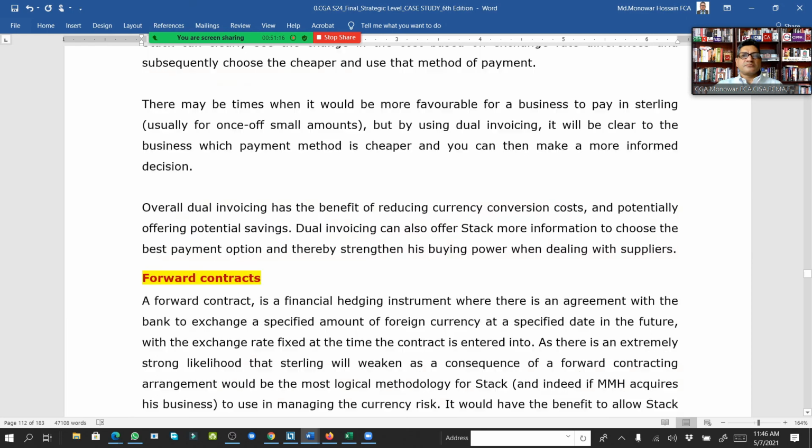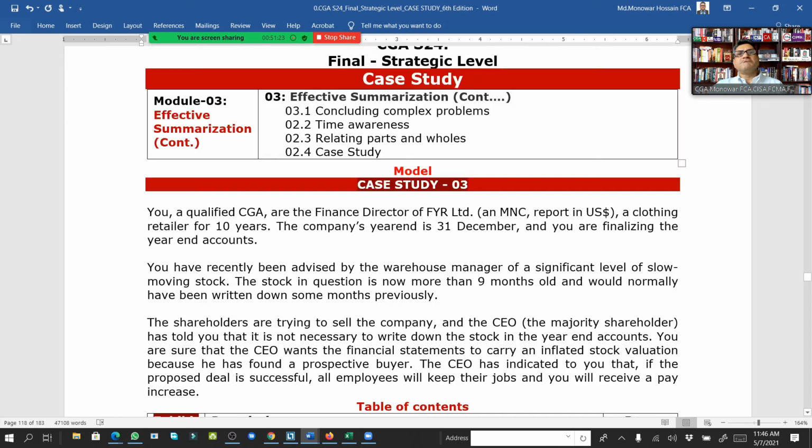So now, one case study just for understanding.